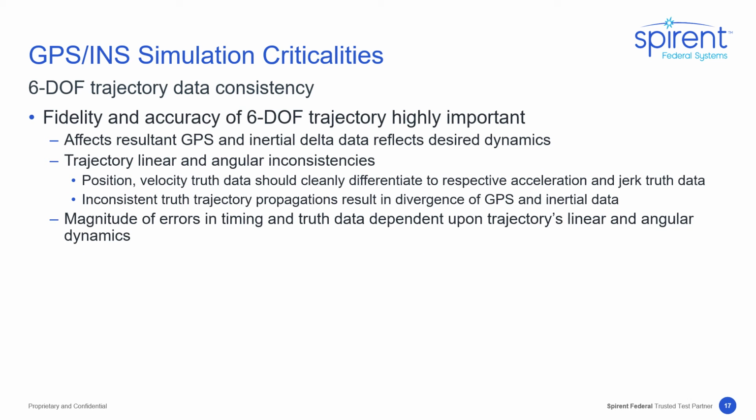When performing hardware-in-the-loop testing, the fidelity and accuracy of the supplied 6 degree of freedom trajectory is of utmost importance. The quality will affect the resultant GPS, and the inertial delta data reflects the desired dynamics. Inconsistencies in linear and angular data, such that position and velocity do not cleanly differentiate to higher order terms, can create issues in trajectory propagation and divergence of GNSS and inertial data. The magnitude of these errors in timing and truth data will depend on the trajectory, linear, and angular dynamics.